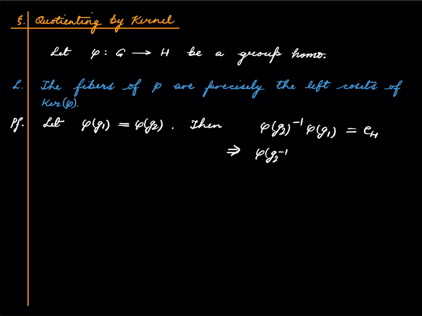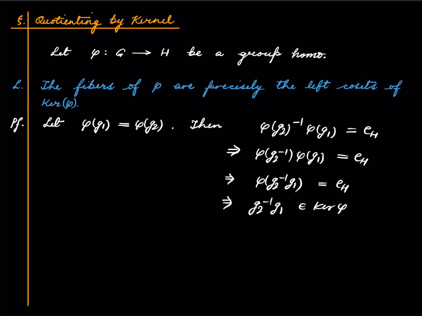So ultimately what we will get is this, which implies phi g2 inverse g1 equals identity of H, which implies this is in the kernel of phi, which implies g1 kernel of phi equals g2 kernel of phi. So what we have shown so far is that if two things are in the same fiber, then they yield the same left coset. In other words, they are in the same left coset. Also, if two things are in the same left coset, then they are in the same fiber.